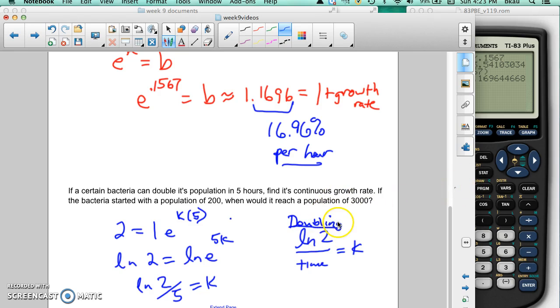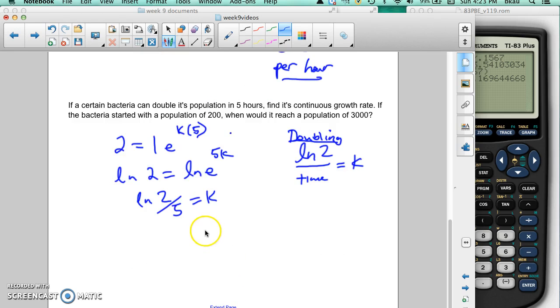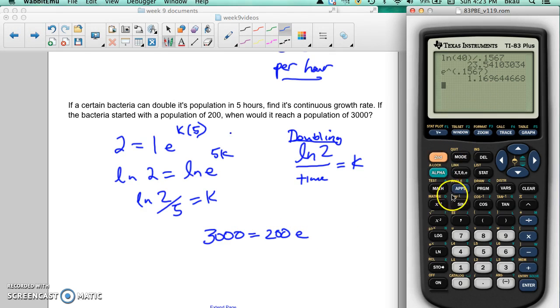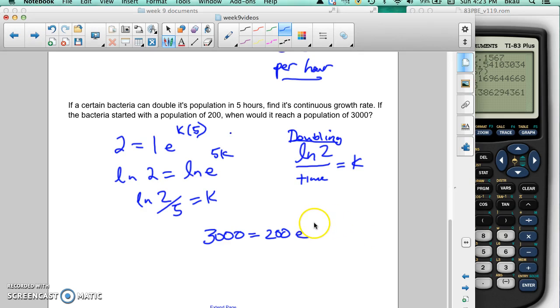And then we go back and do the same thing as we did before. We take our 3,000 equals 200 e to the, we would figure out what k is, ln of 2 divided by 5. In this case 0.1386 t. And we'd solve that just as we did before. So you can do that on your own.